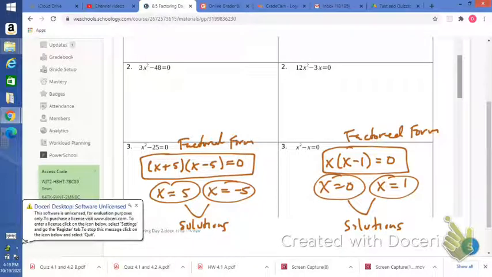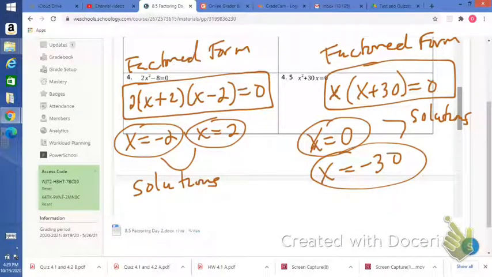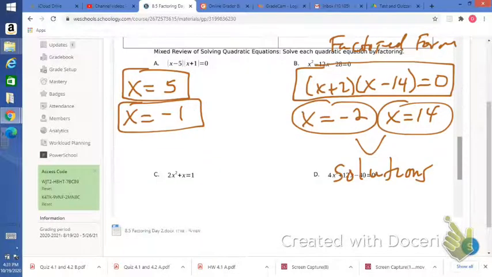So here's the answers for set 3. Here are the answers for set 4. And then here are the answers for A and B of the mixed review. Alright, so you don't have to do C and D, and this wraps up the lesson.